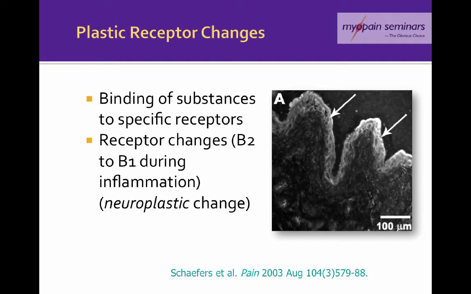Under normal circumstances, we only have B2 receptors, and those are not really activated by inflammation or by persistent nociceptive input. However, when there is inflammation or when there is persistent nociceptive input, the membrane starts making so-called B1 receptors. So that's a neuroplastic change, it's an adaptation, and these B1 receptors are very responsive to nociceptive input, which in effect makes the problem for the patient worse.